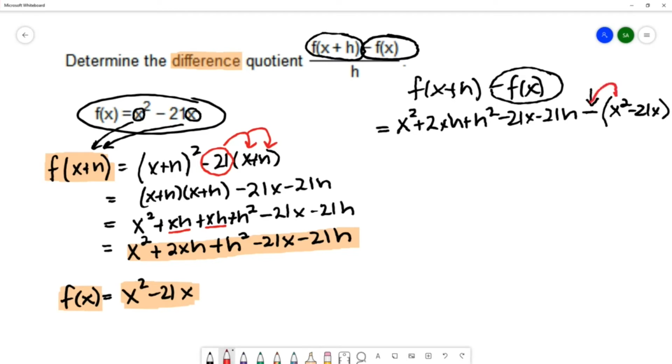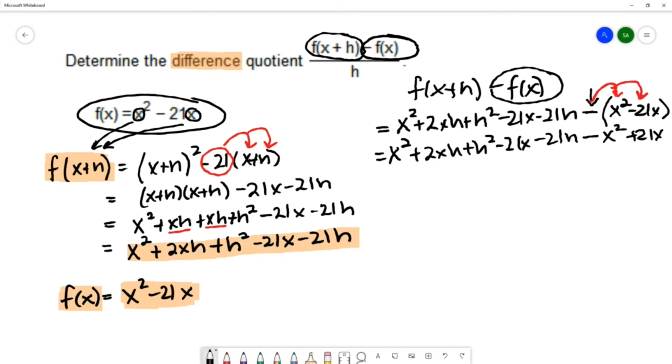Then we'll distribute that negative. So I'm copying all this down at the beginning, no changes here. And using the distributive property, that becomes minus x squared plus 21x. And we want to simplify. We do have some like terms. We have an x squared and a minus x squared. Those are like terms, and when you combine them, they're going to zero each other out because they're opposites of each other. So those actually cancel out.